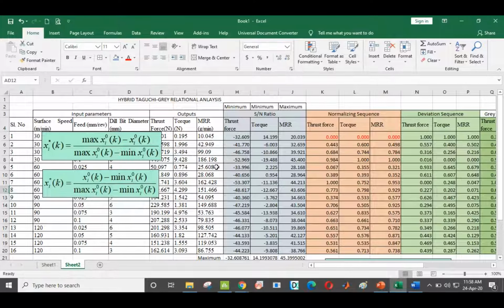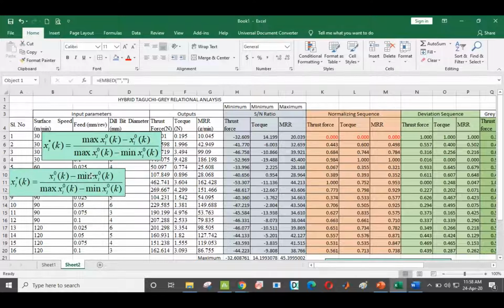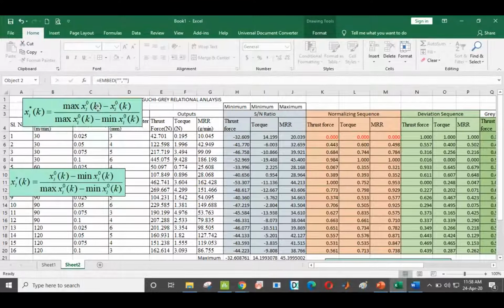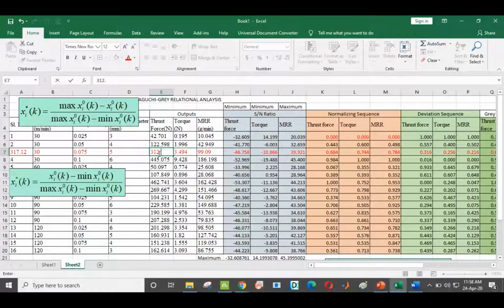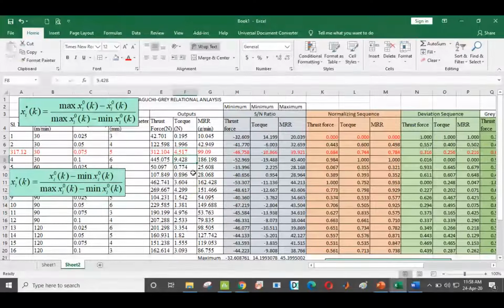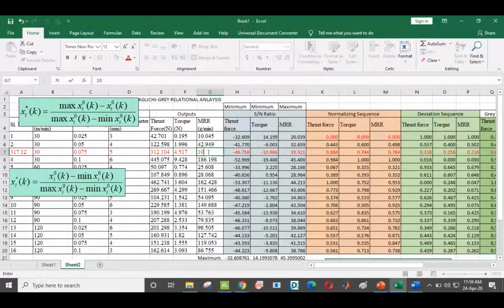For example, if I'm going to obtain a value, so now I'm going to change this one. Now I'm going to change this one. For example, because now I have performed the validation experiment, I have got some readings. Now, how to get the GRG? Just for example, instead of 217, I am having 317.102 like this. 312.104. This is my optimum condition, and for torque it is 2.517, and for MRR it may be 103.567.